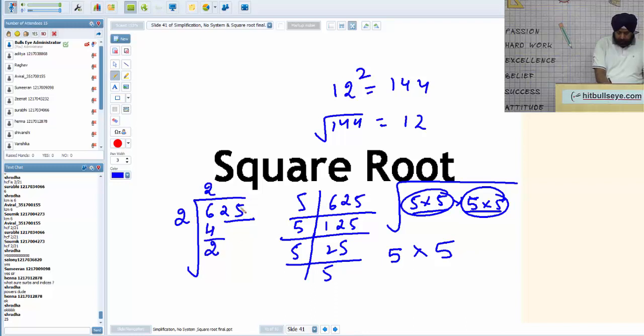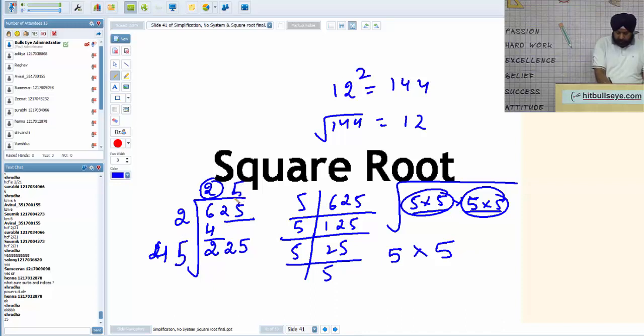6 minus 4, 2. You have to take the complete pair here. 2 plus 2, 4, or double of 2, 4. If you write 1 here, you have to write 1, but 41 into 1 will be smaller. 42 into 2, 84, will be smaller.